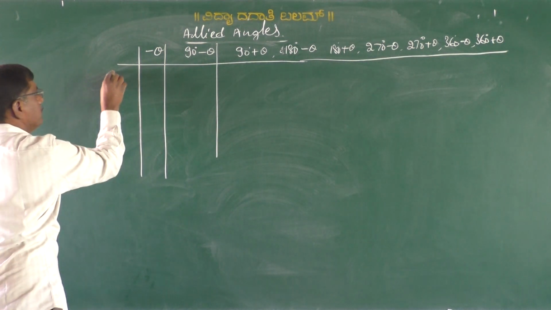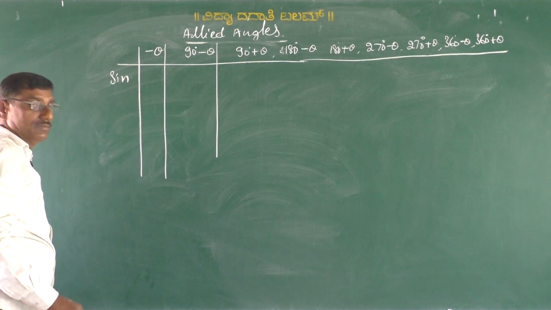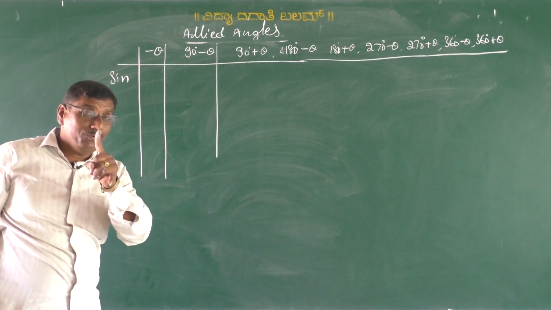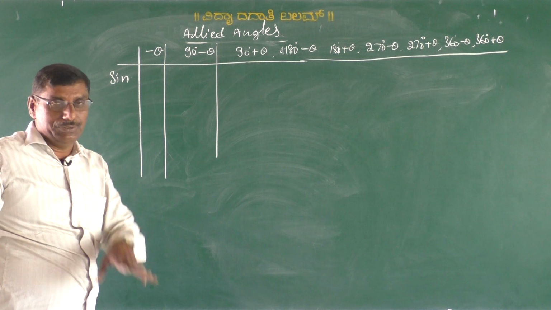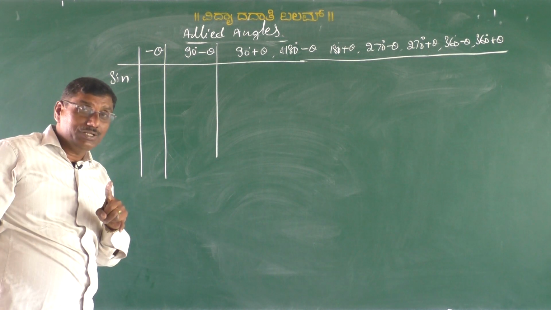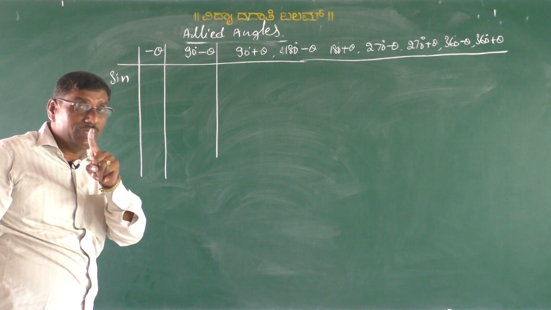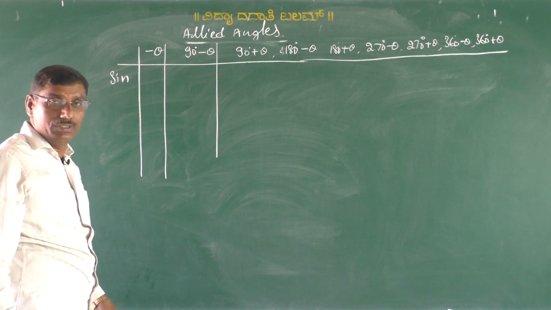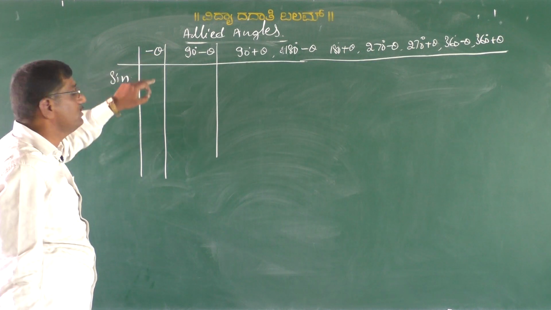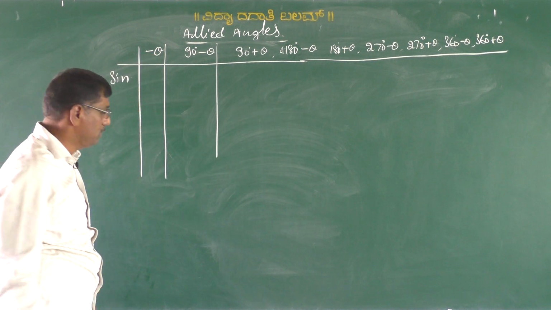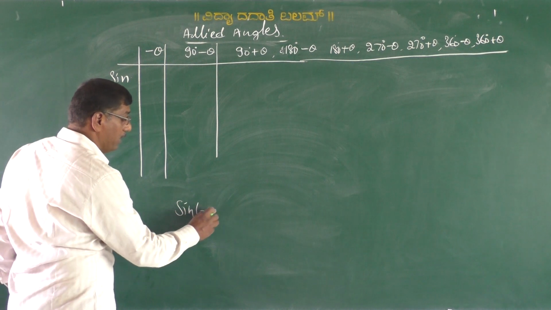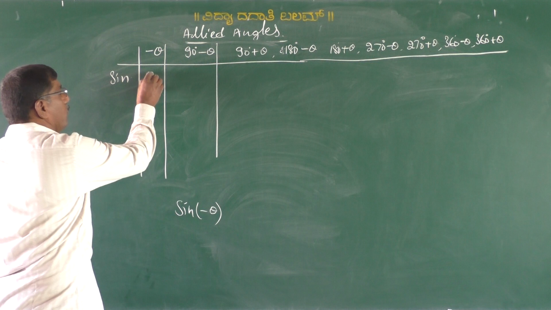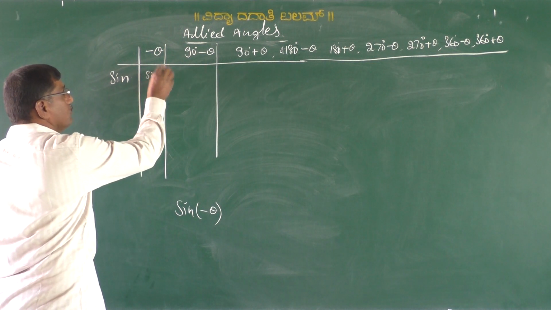For sine, sine of minus theta. We know that for minus theta we have to take the same ratio. Minus theta, listen carefully, belongs to the fourth quadrant. We have to take the same ratio, isn't it? Sine of minus theta, what happens? We have to take sine theta, no doubt.